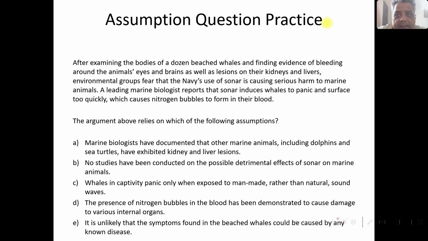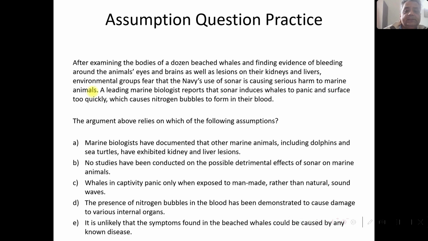So let's first deconstruct this argument. Let's figure out what is the conclusion of the argument. So obviously here we can see that the conclusion of the argument is the Navy's use of sonar is causing serious harm to marine animals.